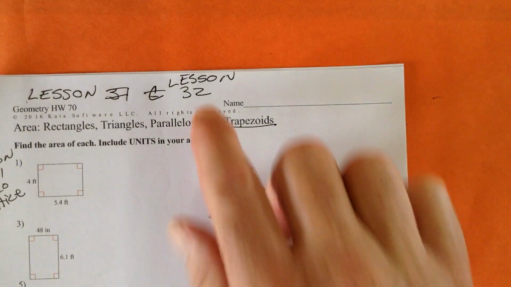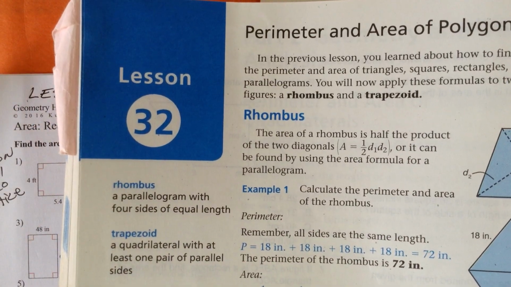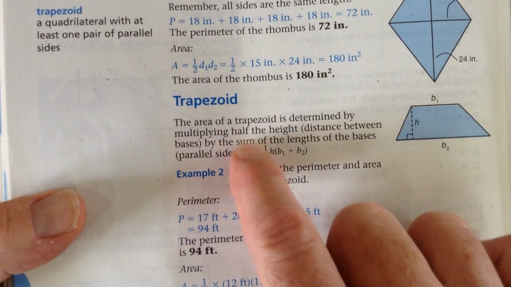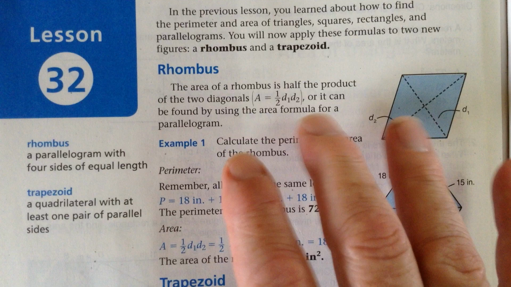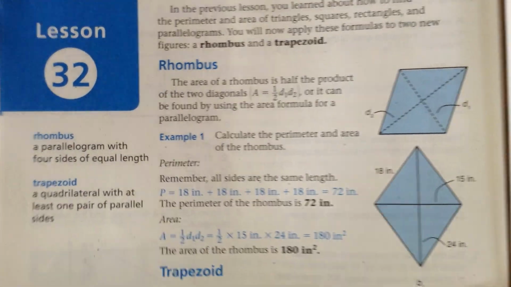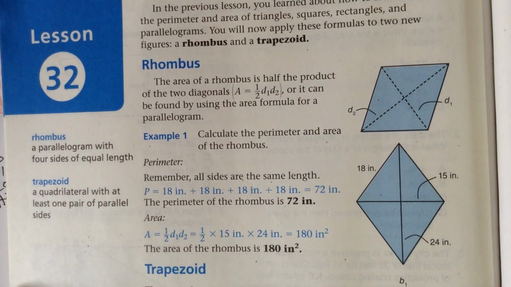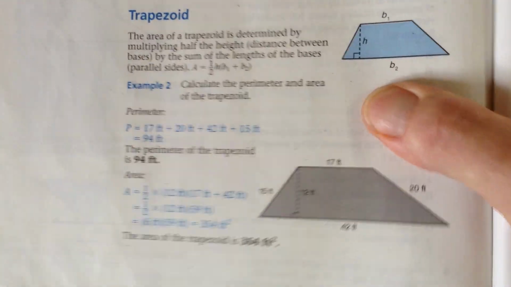Okay, this video is on lesson 32. The chapter, lesson 32, is on the rhombus and the trapezoid. I'm going to do the area of a trapezoid, and in all the practice tests I've done, I haven't seen anything on rhombus, and it's not on the math formula sheet either. So if you want to learn the rhombus, you can look at lesson 32. I'm going to be teaching the trapezoid.